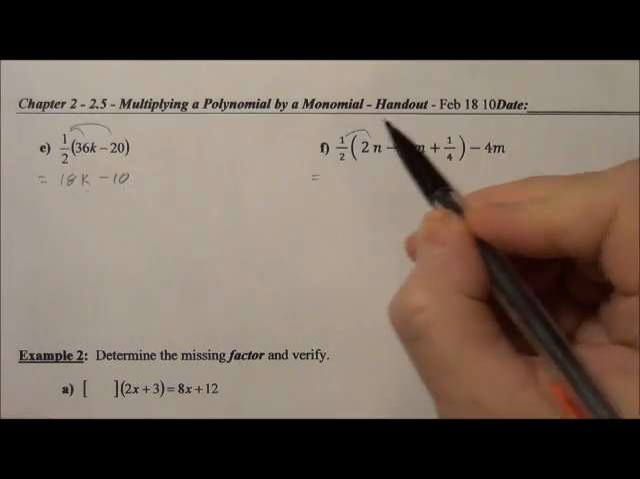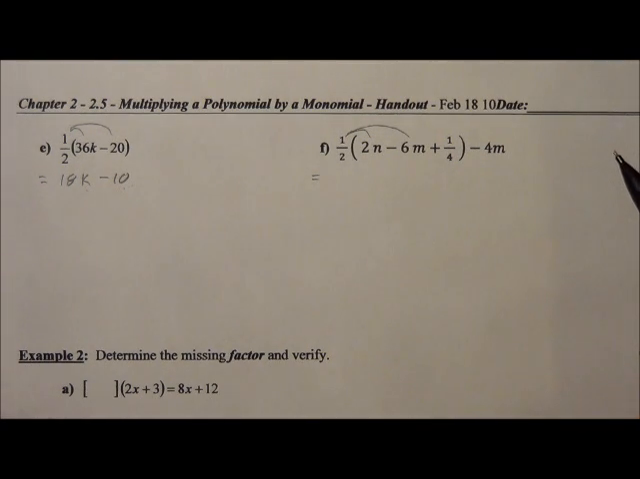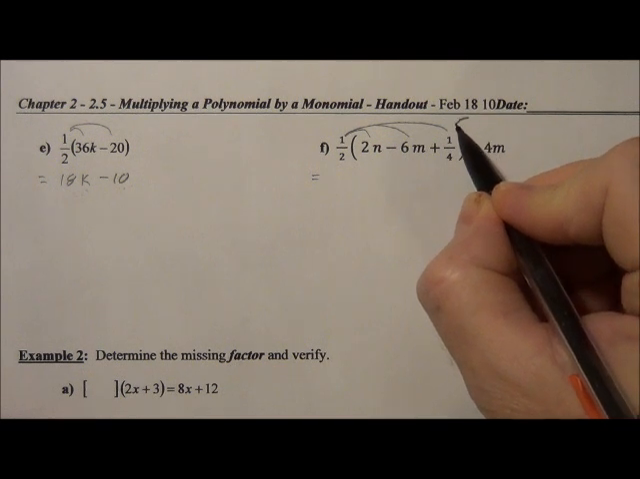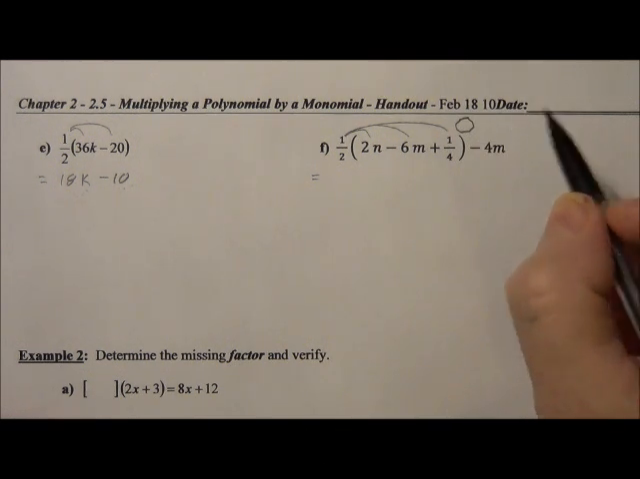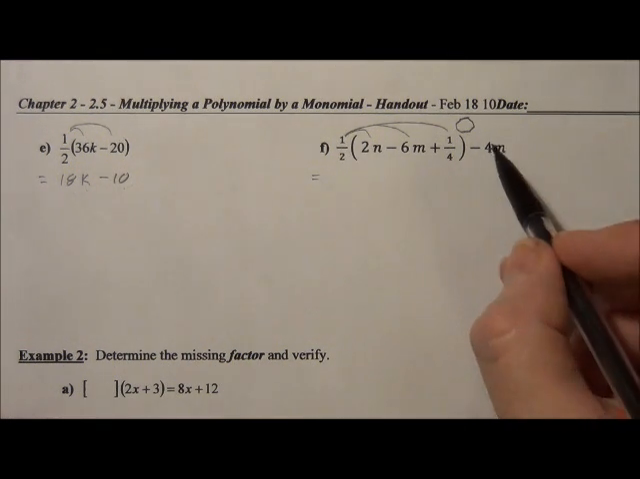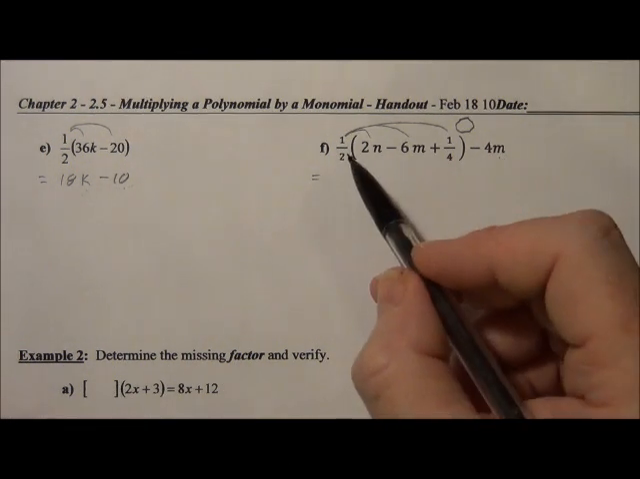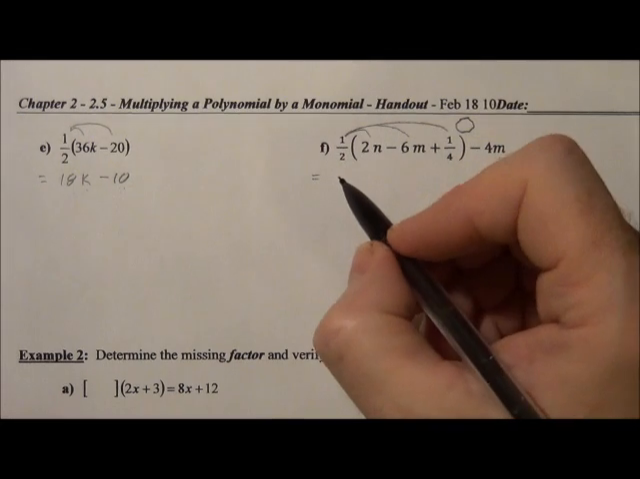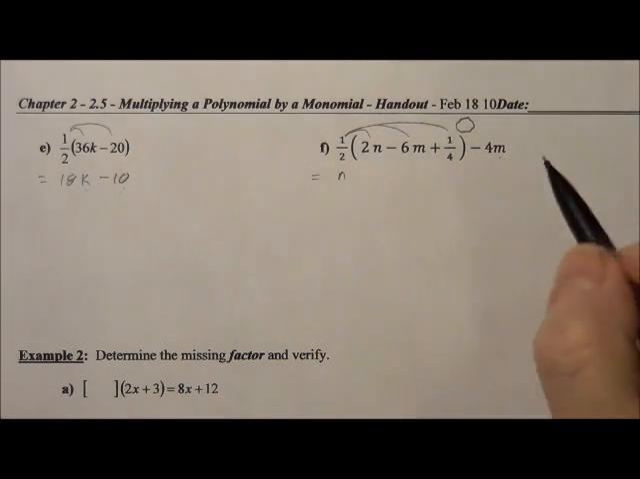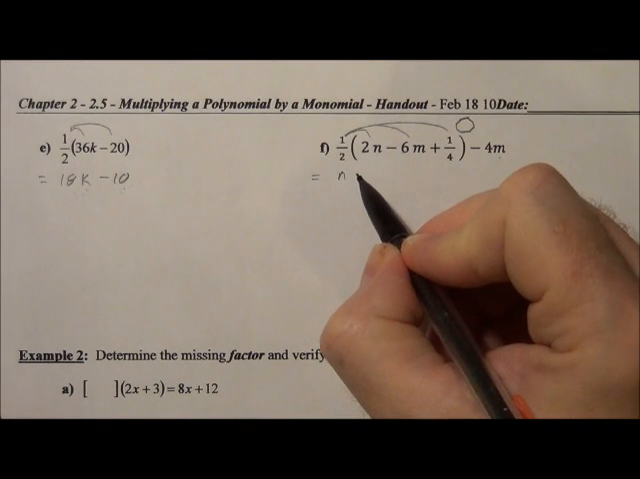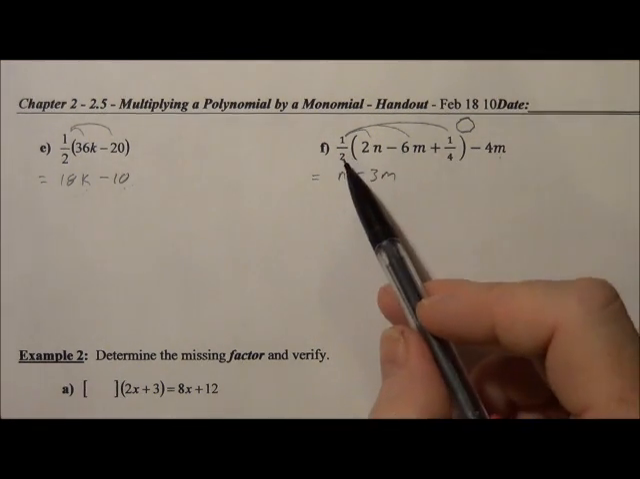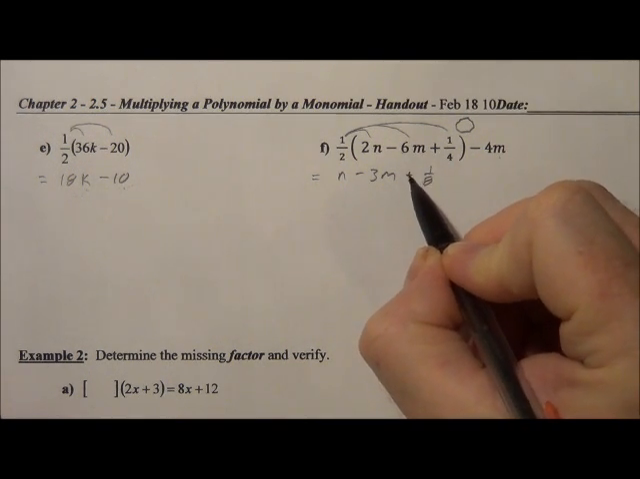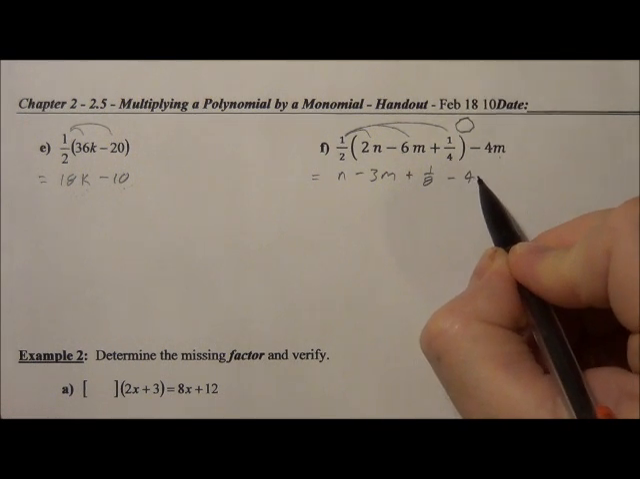We multiply the 1/2 times 2n, 1/2 times negative 6m, 1/2 times 1/4, and then stop. We do not expand that 1/2 outside the bracket to the negative 4m. So now we just multiply the 1/2 times the coefficients. 1/2 times 2, or 1/2 of 2, is 1. The variable is n. 1/2 of negative 6 is negative 3m. And 1/2 of 1/4 is 1/8. And then this negative 4m just stays where it is.